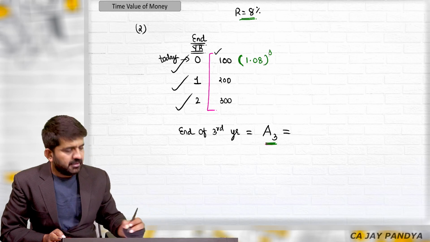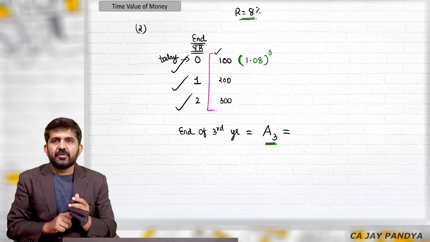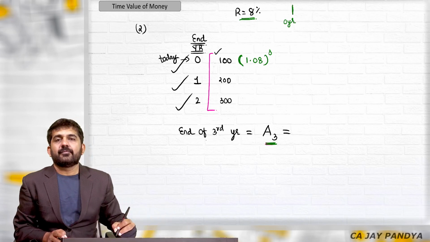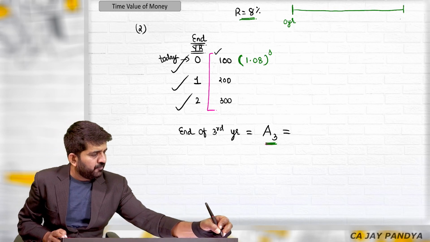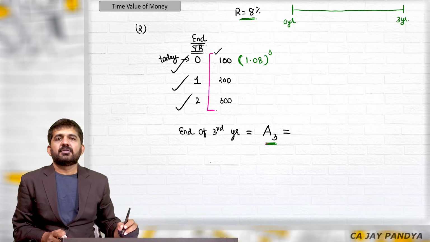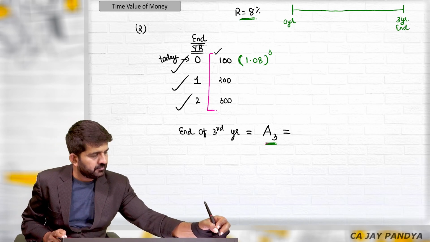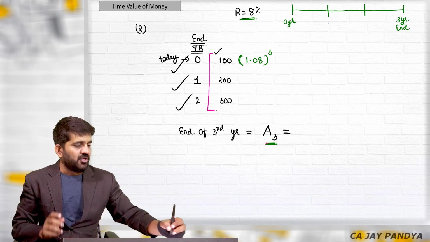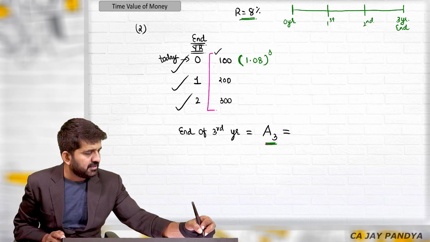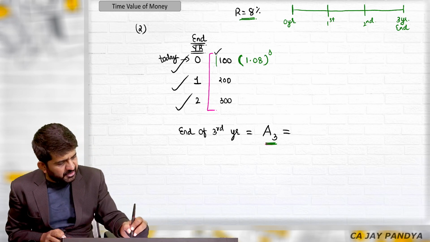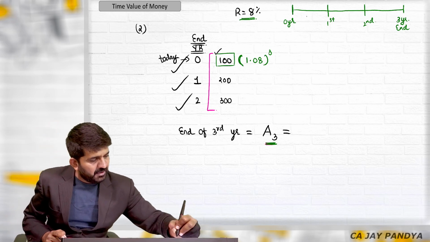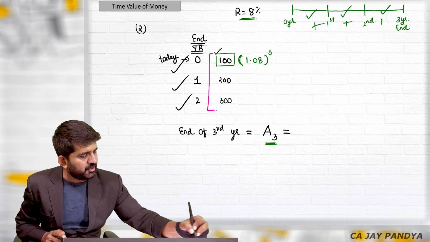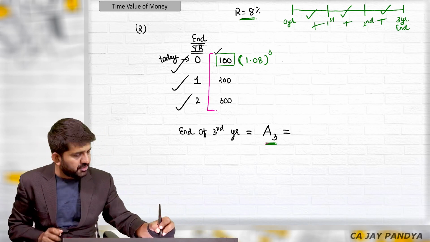1.08 raised to 3. Why? You are going and investing in the bank today. You are going to withdraw money at the end of third year. So this is at the end of first year, second year, and at the end of third year. How many years' interest will you be getting on this 100 rupees? You will be getting first year's interest, second year's interest, third year's interest. 1, 2, and 3 years. So you will be getting 3 years' interest.